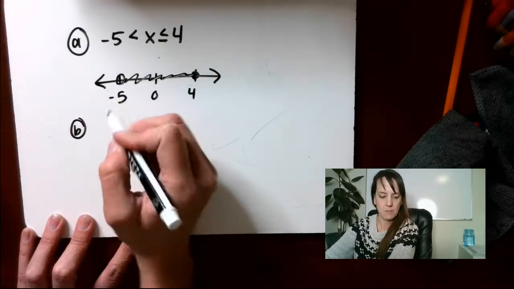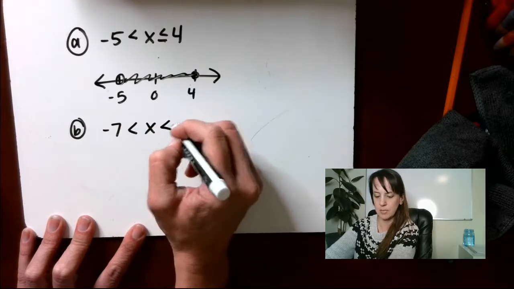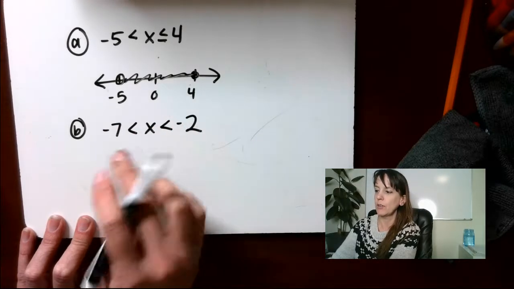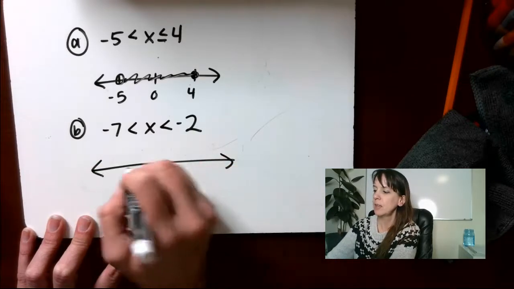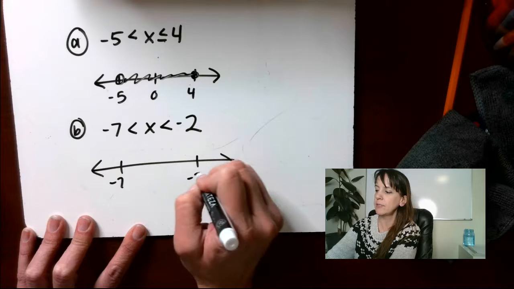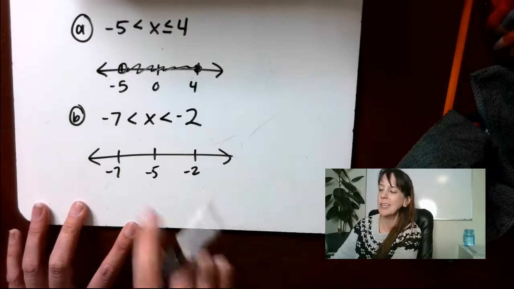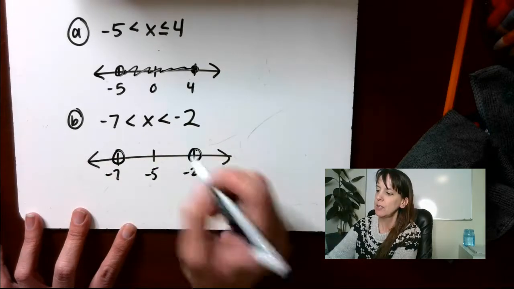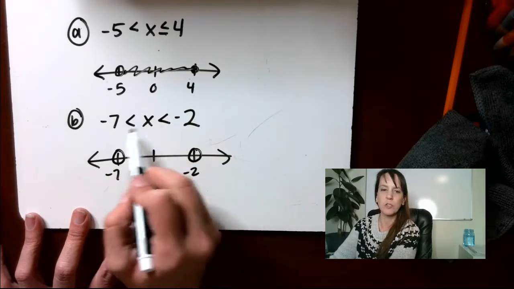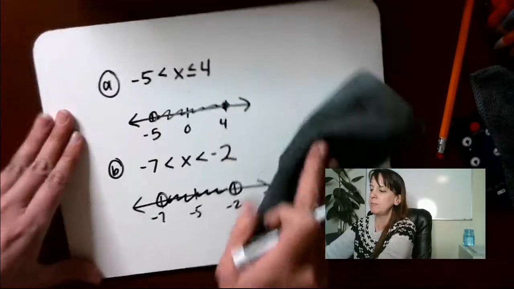Let's look at B. -7 less than x, which is less than -2. So are these in order? Yes. Smallest, largest, good. -7 here, -2 here. Throw something in the middle to give it some context. -5 maybe? You don't even really have to do that middle context thing. It's not that big of a deal if you don't. Those are both open because there's no equal sign, and we shade everything that comes in between there. All right, that's A and B. This is a quick lesson, guys.